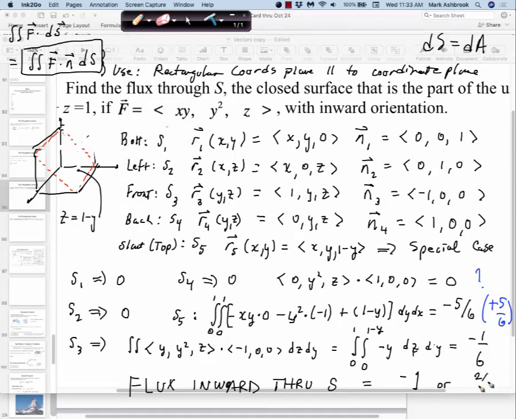If it were -1, what would it mean about the flux? What would it mean about the flow for the surface? It would mean that there's an outward flow of one. The net flow through that whole thing would be outward with a magnitude of 1 because we oriented inward and got a negative value. And if it's 2/3, according to you guys, it's 2/3. According to me last semester, it's -1. So if it's 2/3, what would that mean for the flux or the flow? Net flow inward of a magnitude of 2/3.